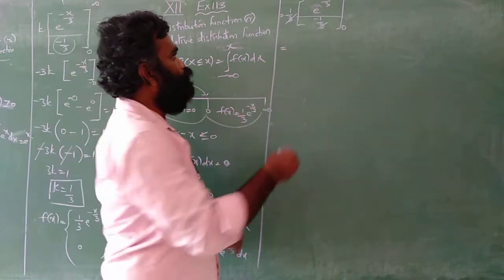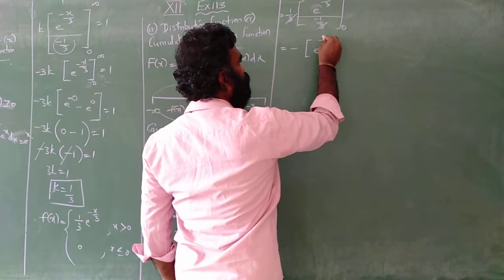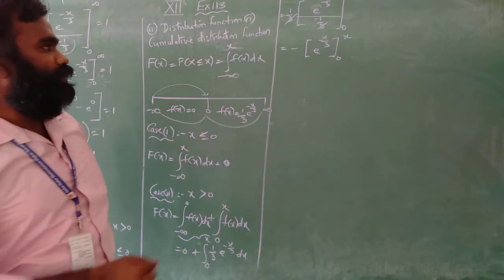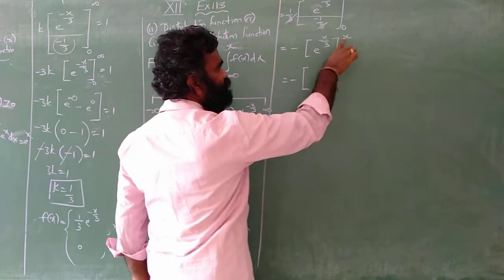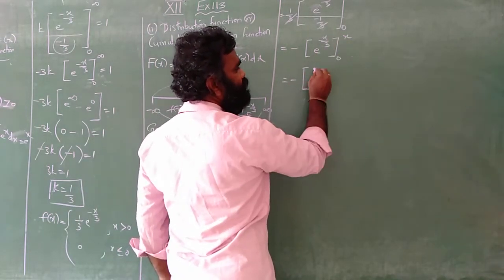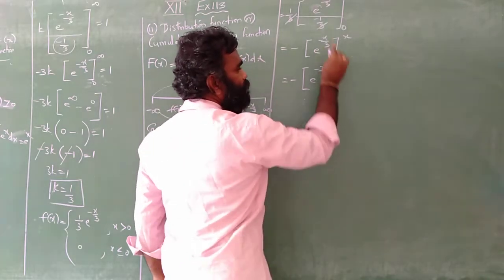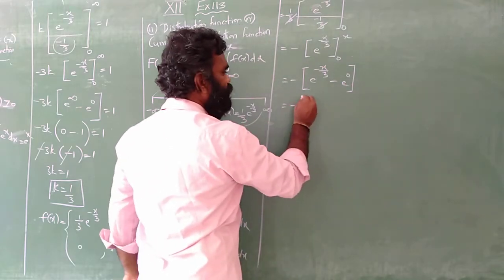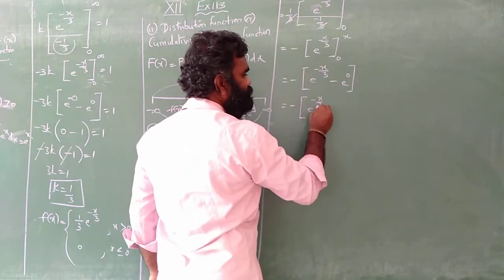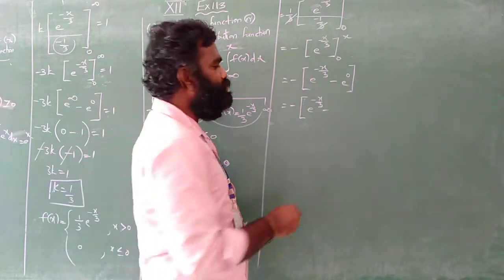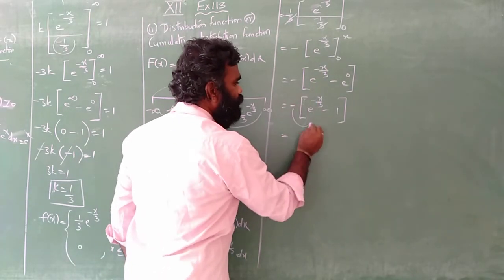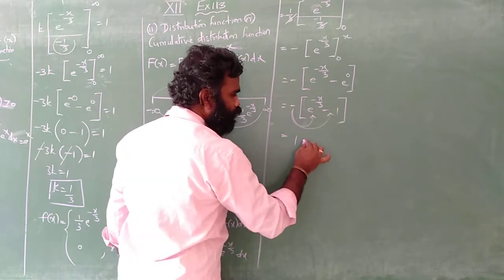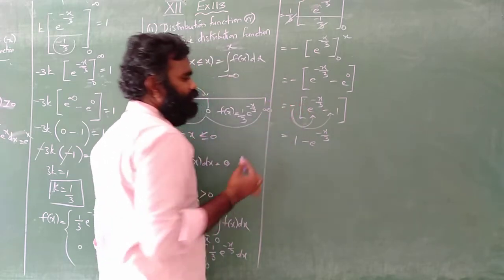I can put the minus outside, and open the bracket: e power minus x by 3, limit 0 to x. First apply the upper limit: in place of x, apply x itself, minus the lower limit, e power 0 by 3 is e power 0. So minus, open the bracket: e power minus x by 3 minus, anything power 0 is 1, put 1 as it is. Multiplying inside, minus into minus becomes plus, so we get 1 minus e power minus x by 3.